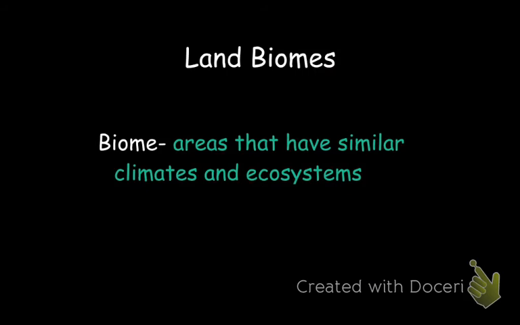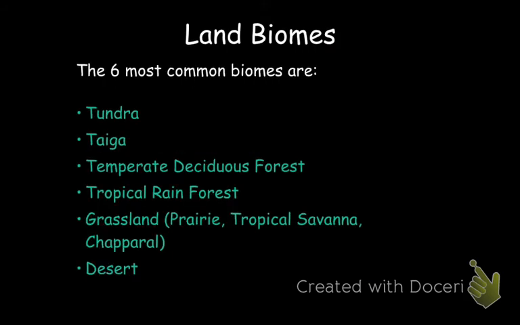So there are a few different biomes. There are six common ones: the tundra, taiga, temperate deciduous forest, tropical rainforest, and your grassland. Your grassland has three different names: a prairie, savanna, and a chaparral, and then also your deserts. So I'm just going to flip through a couple of the biomes very quickly and just tell you a few key aspects of them, and just show you a couple pictures.